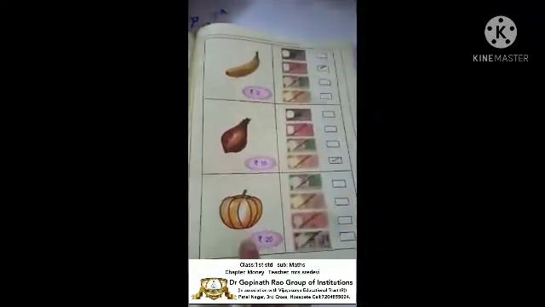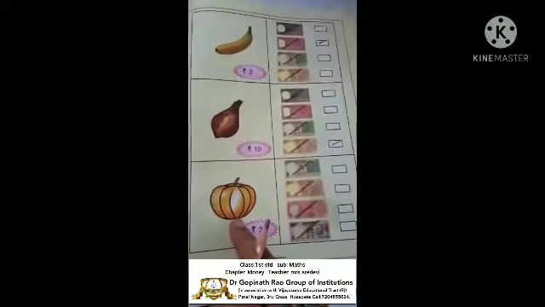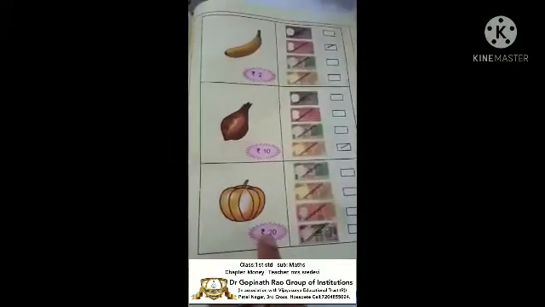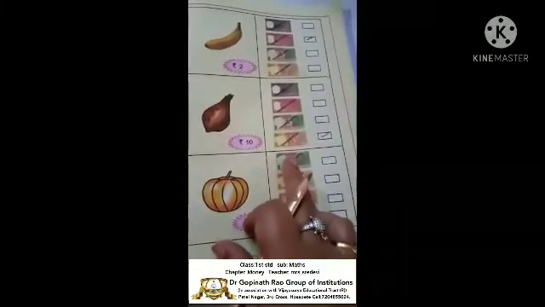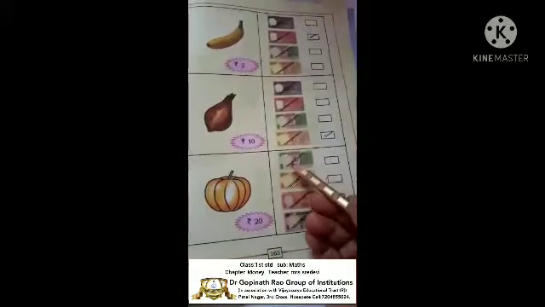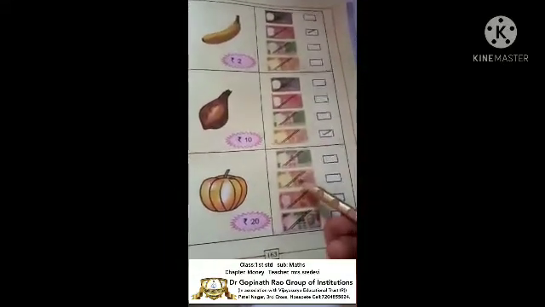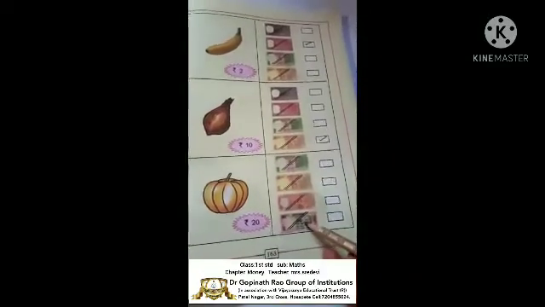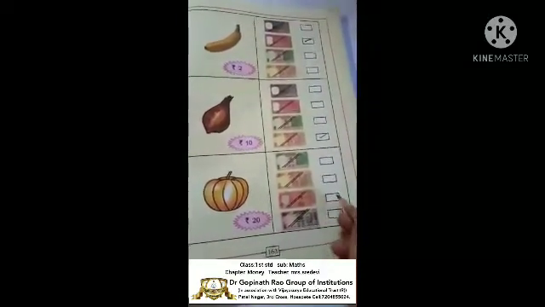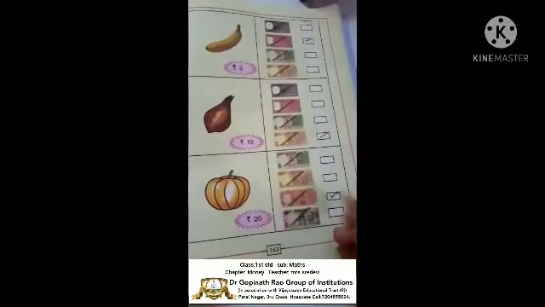So what is this? This is a pumpkin. It's a big pumpkin and the cost of a pumpkin is rupees 20. So where is the 20 here? This is a 5 rupees note, this is a 10 rupees note, this is a 20 rupees note and here comes a 50 rupees note. So where is 20? So this is 20. Tick here, 20.